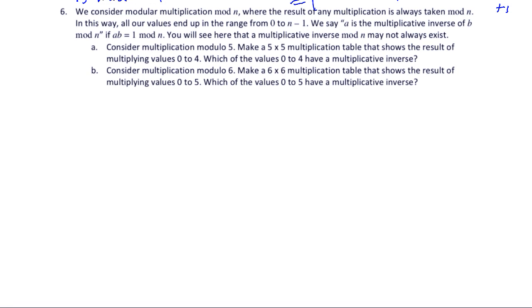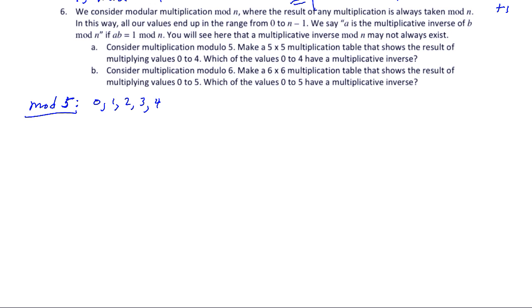Okay, in this video I'm going to do problem 6 here. Basically we're looking at multiplication tables modulo either 5 or 6. When I'm in the mod 5 universe, the only numbers I really have are 0, 1, 2, 3, and 4. Anything outside of that range gets brought into that range when I take it modulo 5.